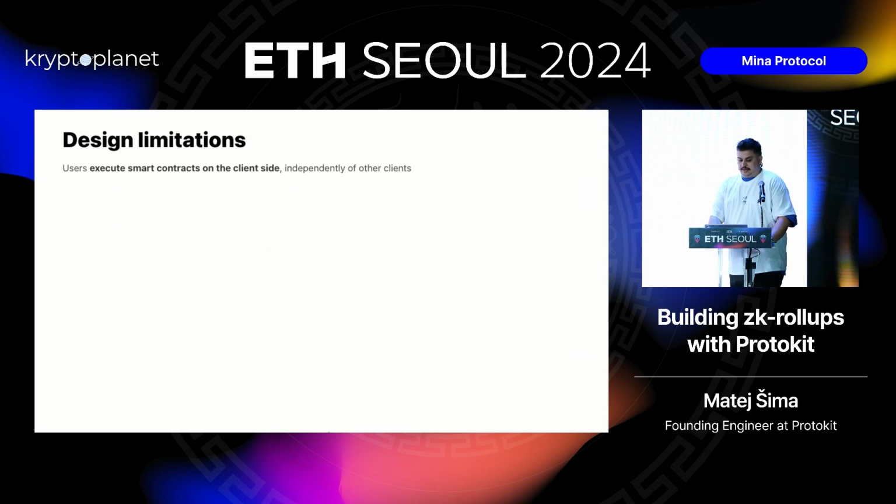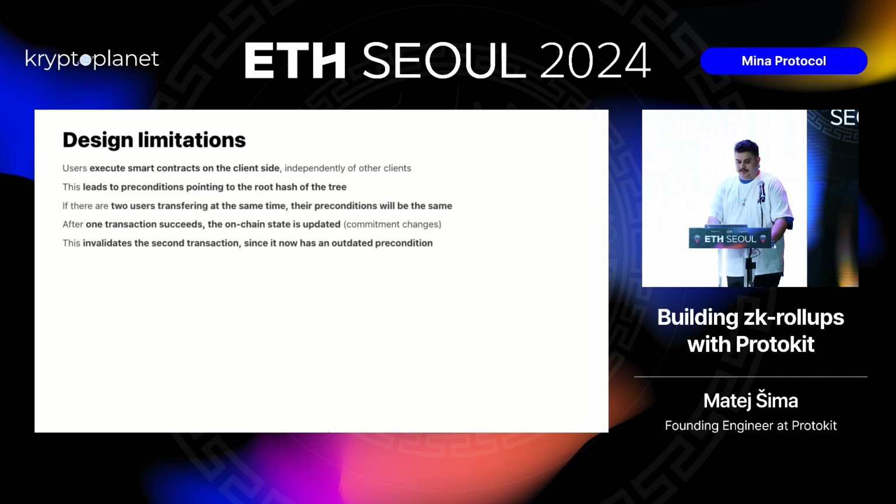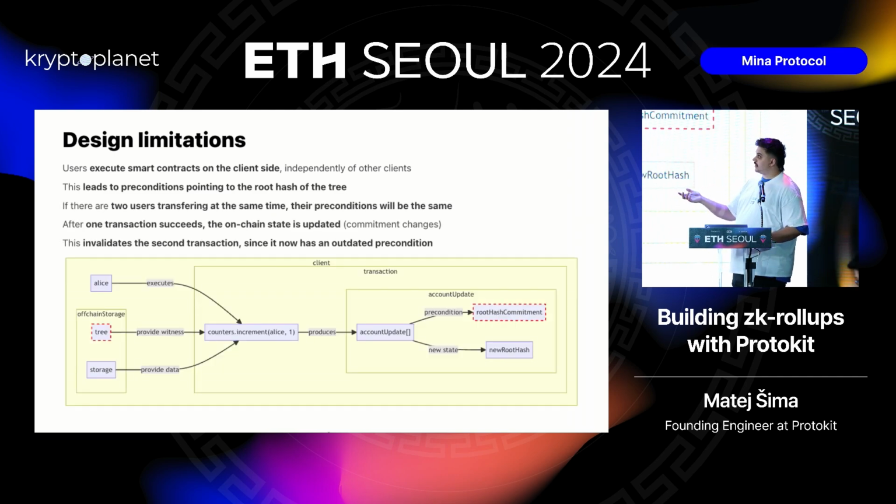So, what are the design limitations? We know that the contracts are executed on the client side. It creates race conditions, through the preconditions that we've been mentioning. How does this work in terms of a life cycle? We have the same counter increment contract diagram, and we see that there's some data flowing in from some off-chain storage database. We have Alice executing the contract, again producing the account update list.